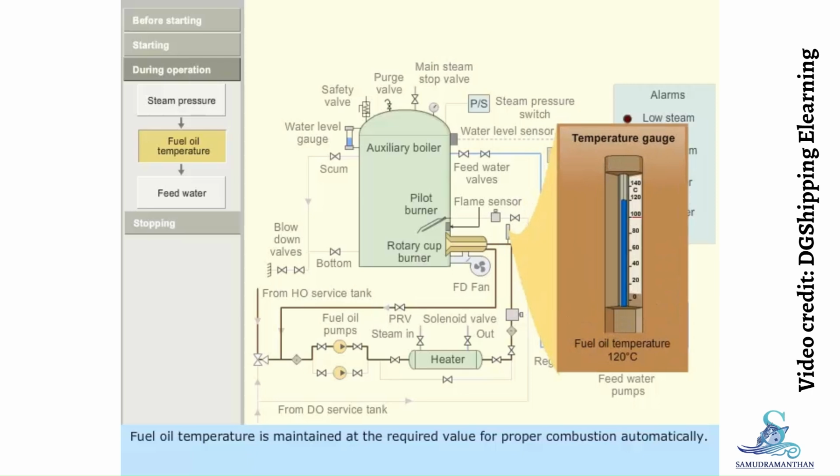Fuel oil temperature is maintained at the required value for proper combustion automatically. It is done by controlling the flow of steam to the heater. The local temperature gauge should be checked periodically.